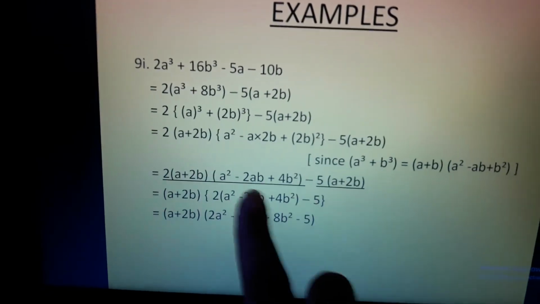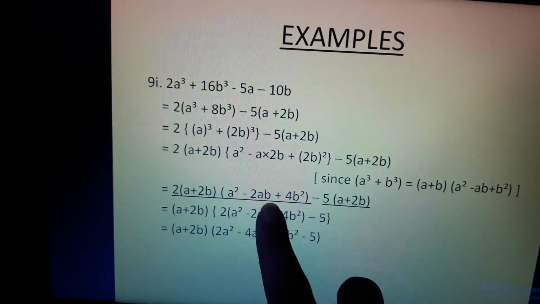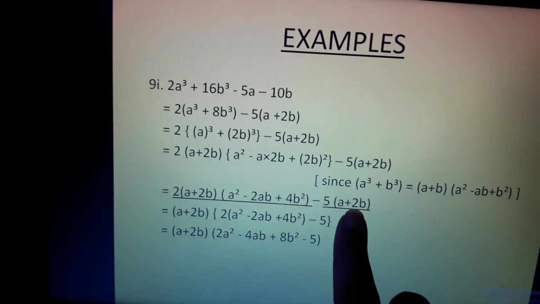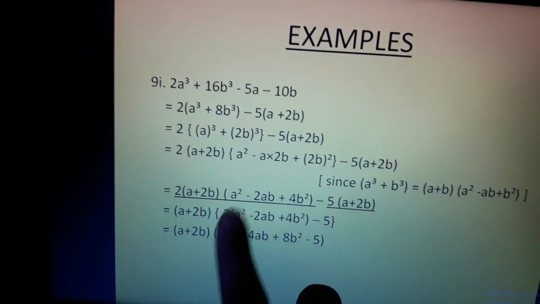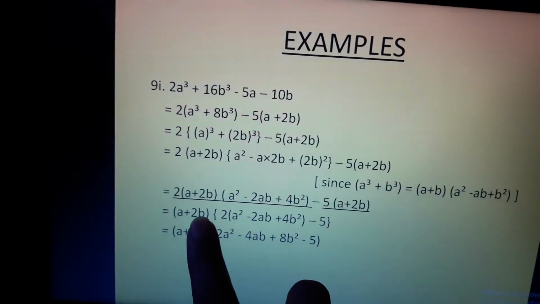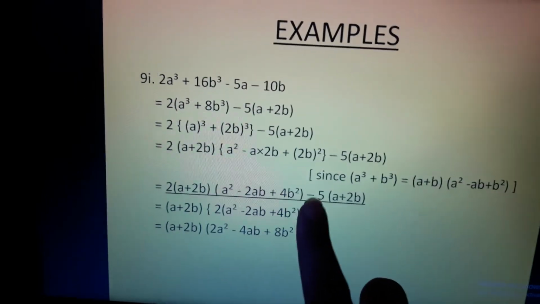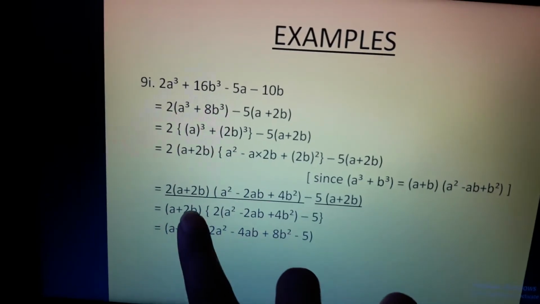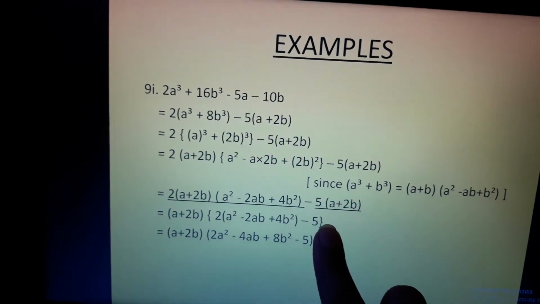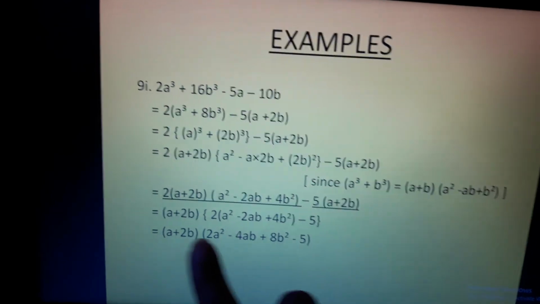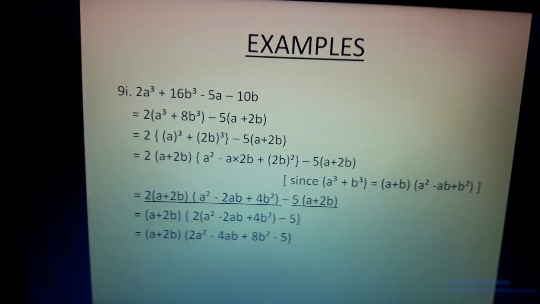Here I have underlined this one and I have underlined this one, which shows that these are two different terms. Now in these two terms, you can see that a plus 2b is common. So in the curly bracket I will divide this first term by a plus 2b, so we get 2 into a square minus 2ab plus 4b square minus, and when we divide the second term by a plus 2b we get 5. So put 5 and then close the curly bracket. So we have a plus 2b into 2a square minus 4ab plus 8b square minus 5.